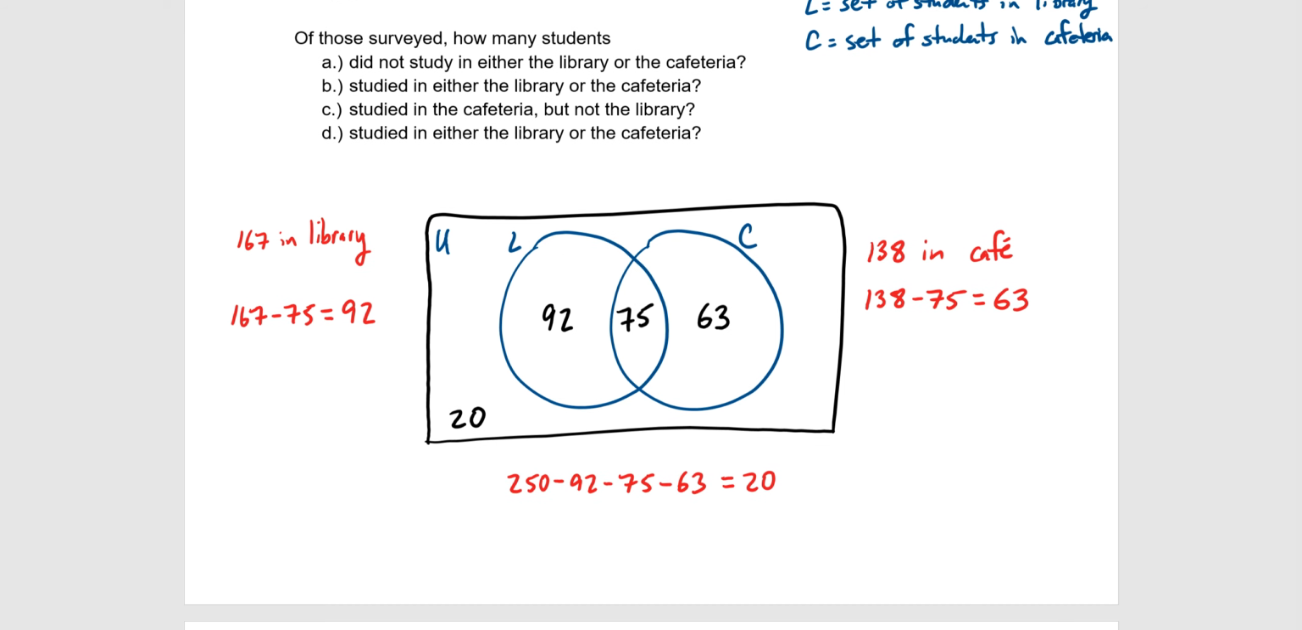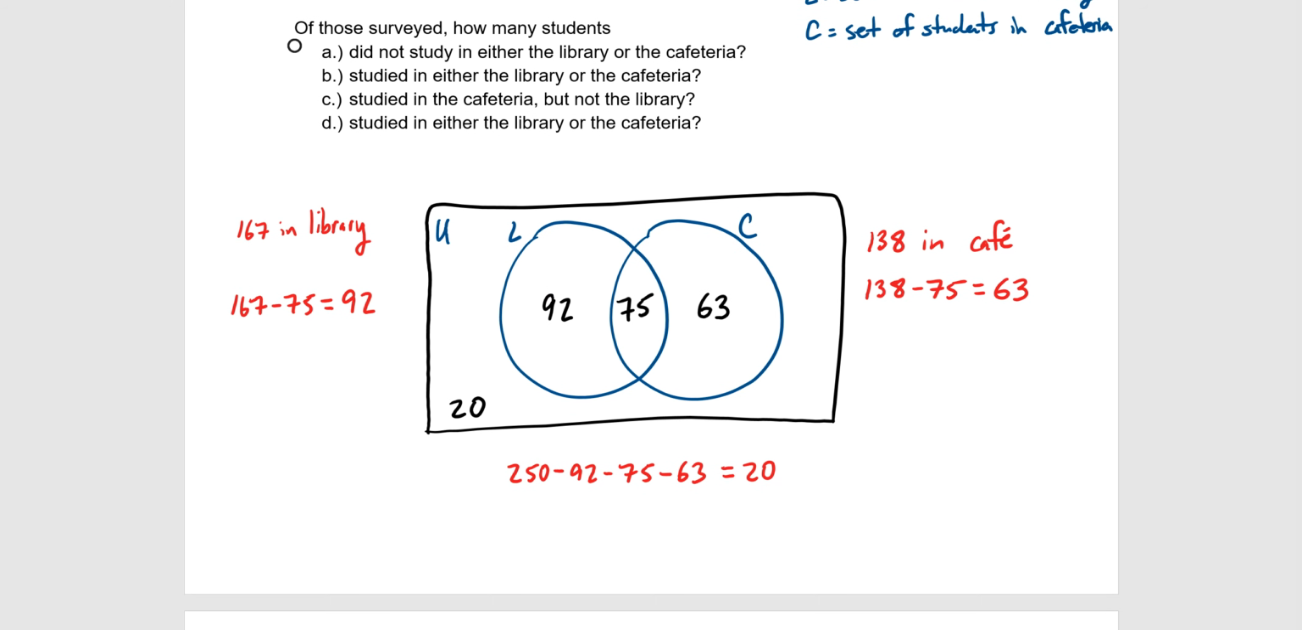Okay, so question A is asking how many students did not study in either the library or the cafeteria. So in the library, the students that did not study in the library or the cafeteria, that's going to be the number outside of these sets, which we just found was 20. Okay, so that's the answer to question A.